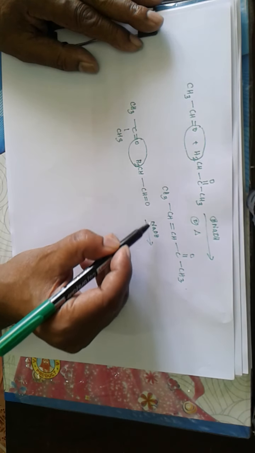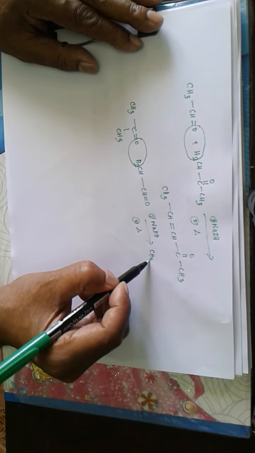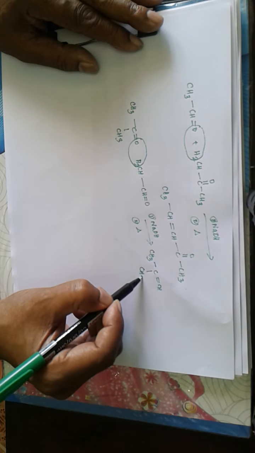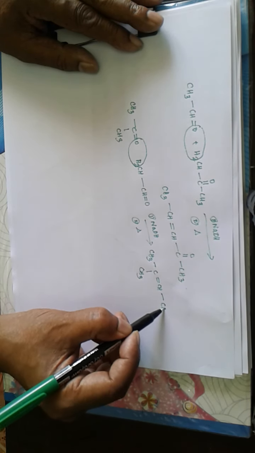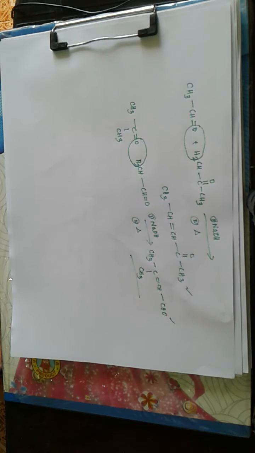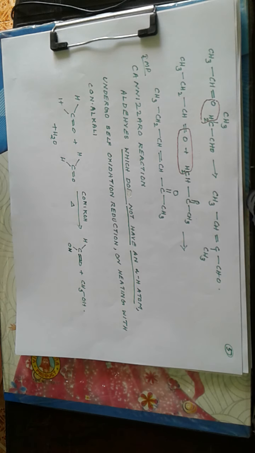NaOH 1 and 2 heat, CH3, C double bond CH, CH3, CHO. So these two products are the crossed aldol products of acetaldehyde and acetone. Now, coming to the Cannizzaro reaction, I repeated this reaction earlier.